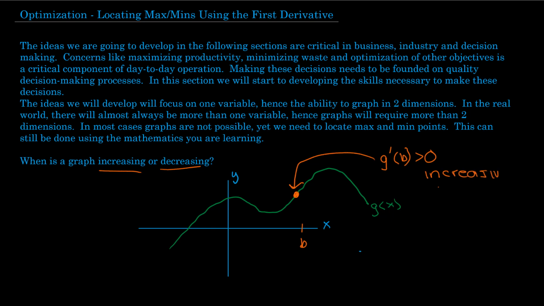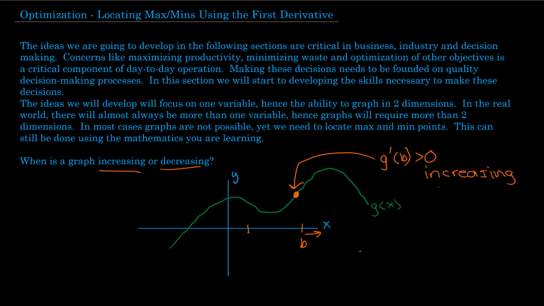So if we were talking about profit, that would mean as we move from B to a number slightly bigger than B, the profit would go up. If we were talking about cost, as we go from B to a value slightly bigger than B, the cost would be going up. Not often the case that you want to increase your cost unless you're really going to increase your productivity and your profit. Let's take a look at a second point here.